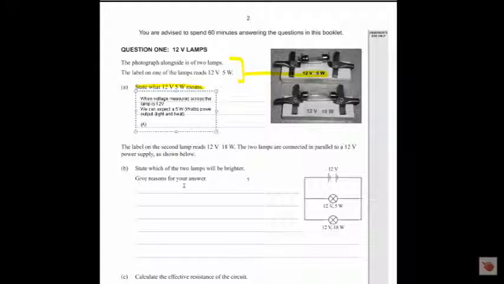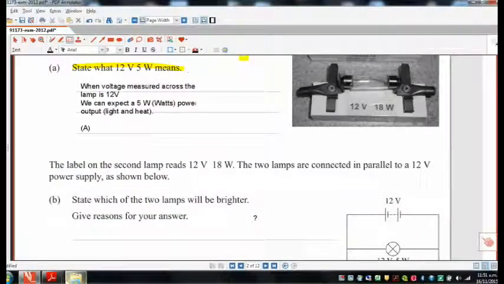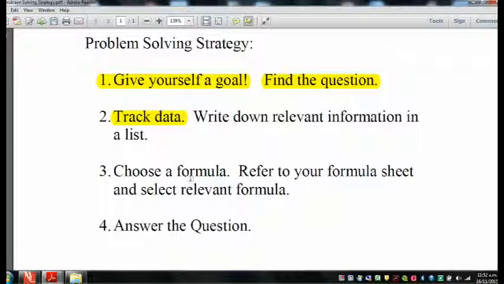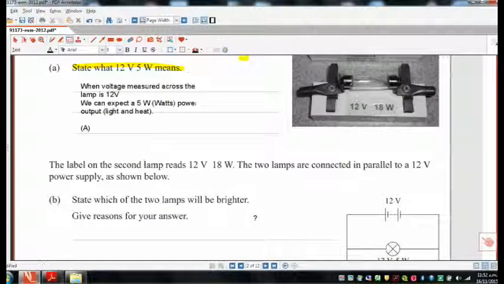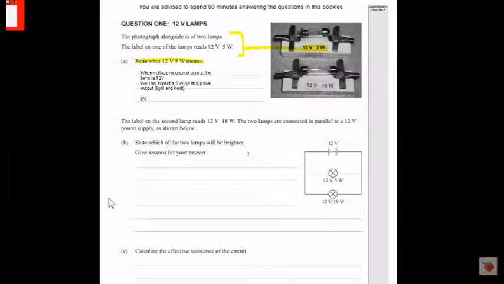All right, let's move on, and we're going to move on by focusing on our strategy. So first of all, we need to give ourselves a goal. So let's take a look at question 2, and let's do that. So we have some information, and the question here is asking us to state which of the two lamps will be brighter. Okay, and that's our question. I've got the question identified. I know what my goal is.